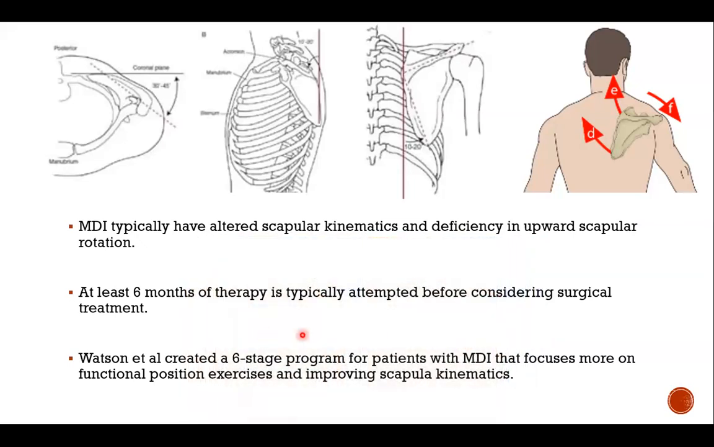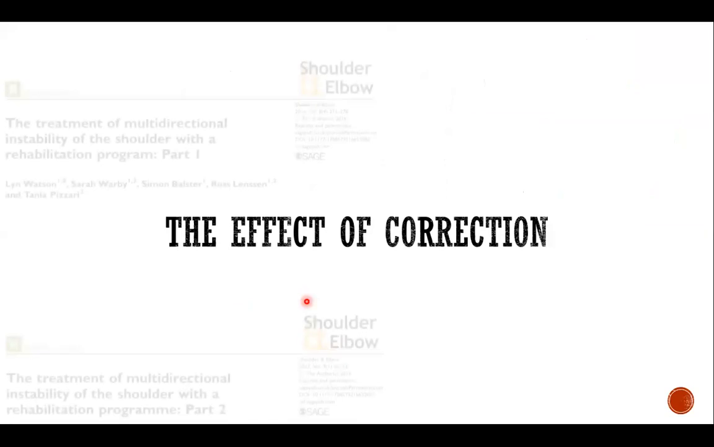So conservative being the main modality of treatment, it requires at least 6 months of therapy before considering the surgical treatment. So Watson et al. in a study in 2016 created a 6-stage program for MDI, which focuses more on functional positioning exercises and improving scapular kinematics. The basis of this Watson instability program is the effect of correction.